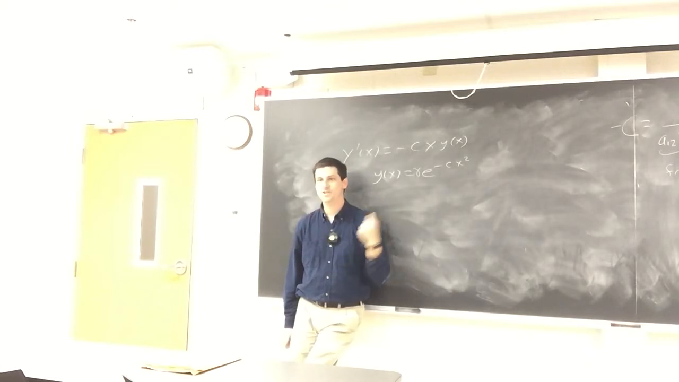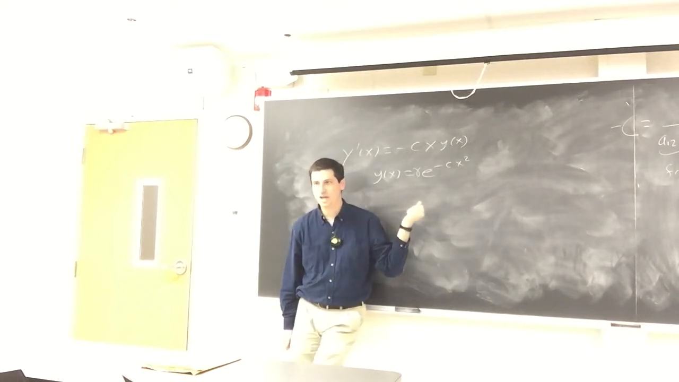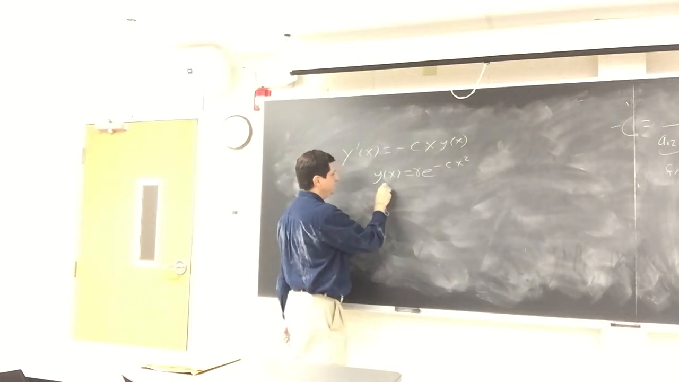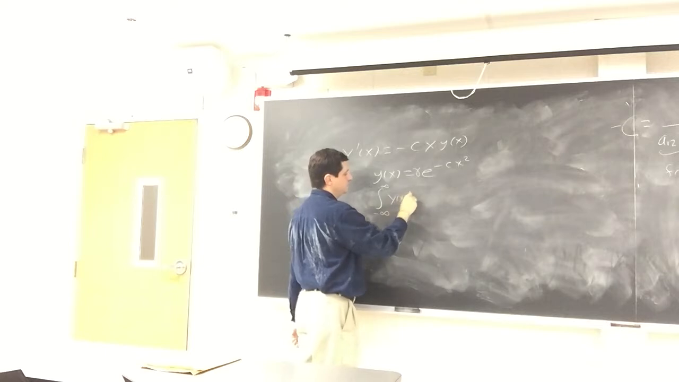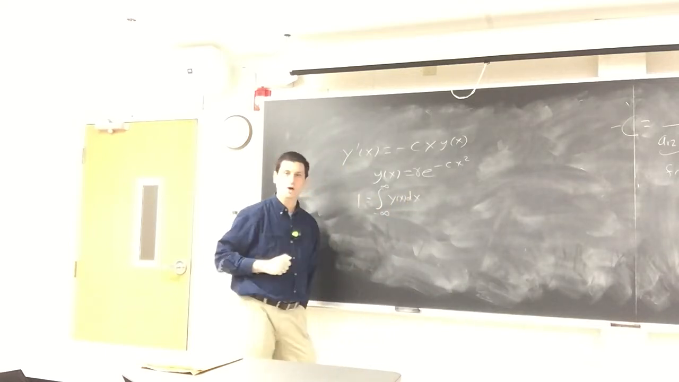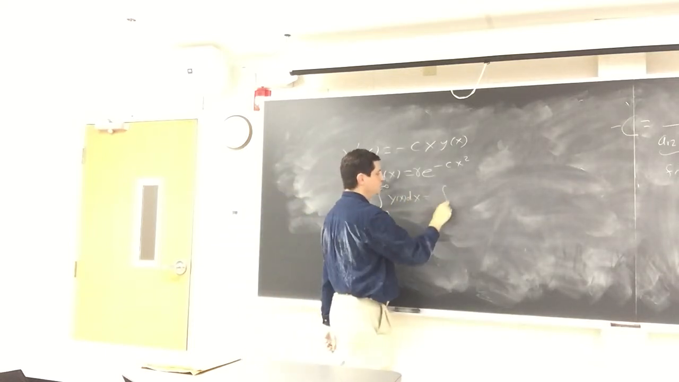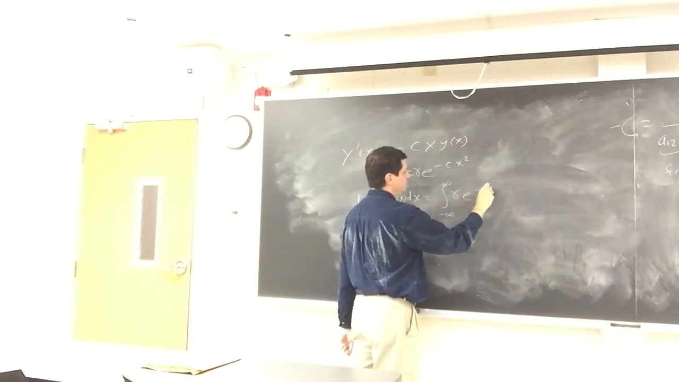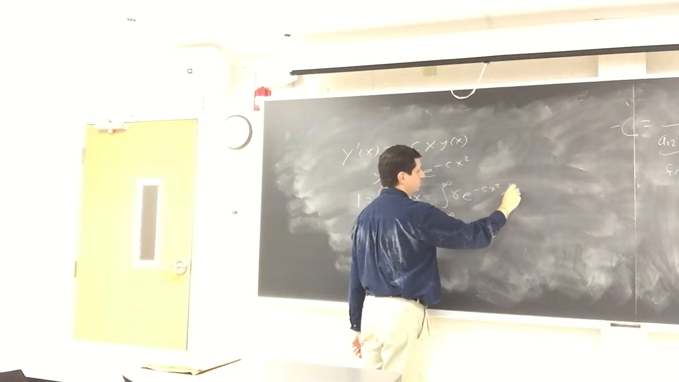Now we use the observation that this is a probability distribution. So it has to integrate to 1. So we need the integral from minus infinity to infinity of y of x dx. This has to be 1. So this is now the integral from minus infinity to infinity of gamma e to the negative cx squared dx.